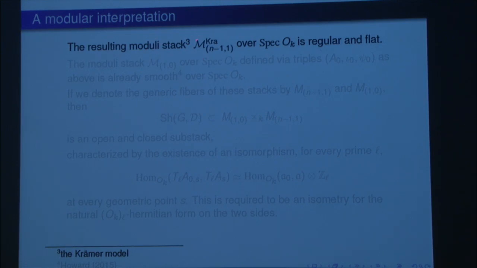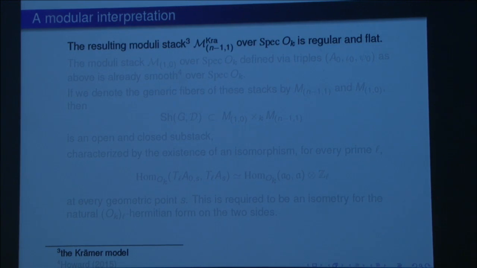the resulting model we'll denote by M, Kra, and so on. So this is regular and flat over spec O_K. So this is the nice moduli scheme that we're going to work on. Now remember, in the original Shimura variety setup, there was both a W and a W0. So now the analog of the W0 pops up.